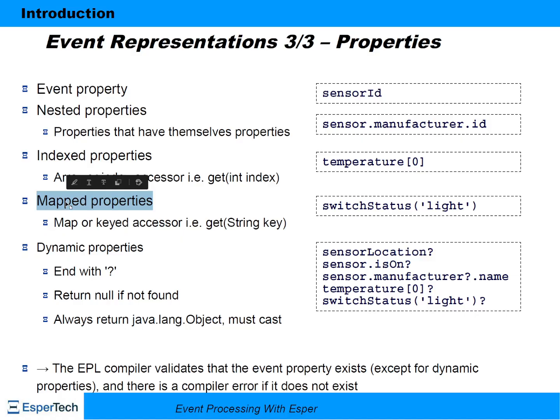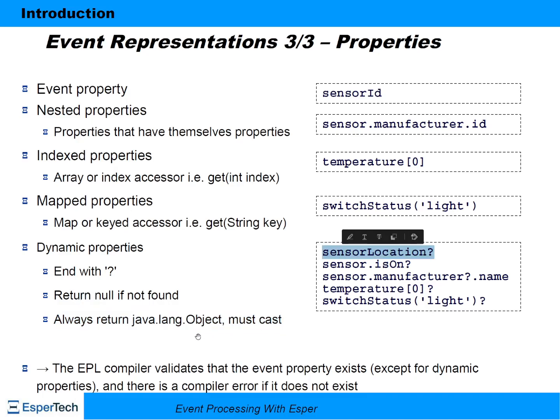Let's talk about dynamic properties. When the event property is not known, you can use question mark. The runtime returns a null value if the event property is not found. The type of a dynamic property is always the base object type. One example is sensor location question mark.